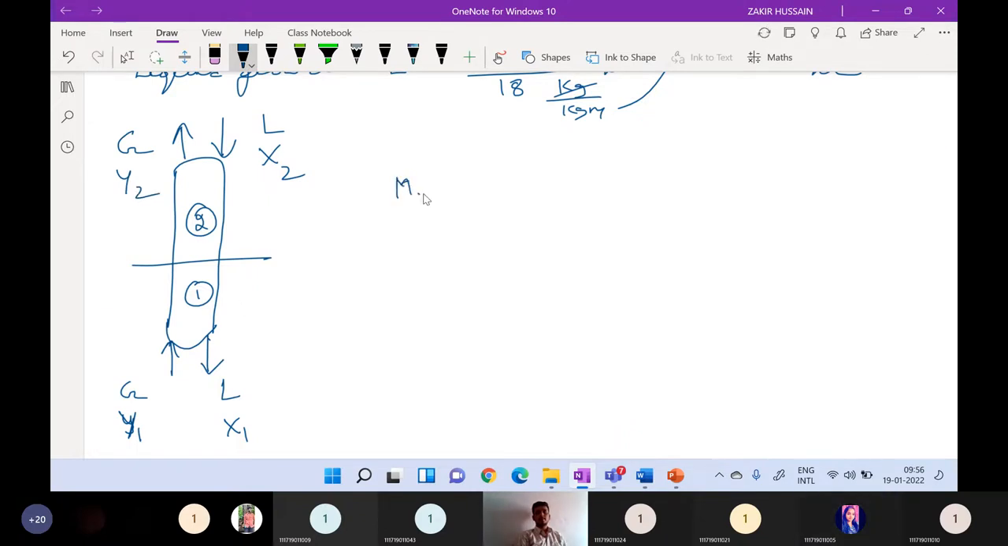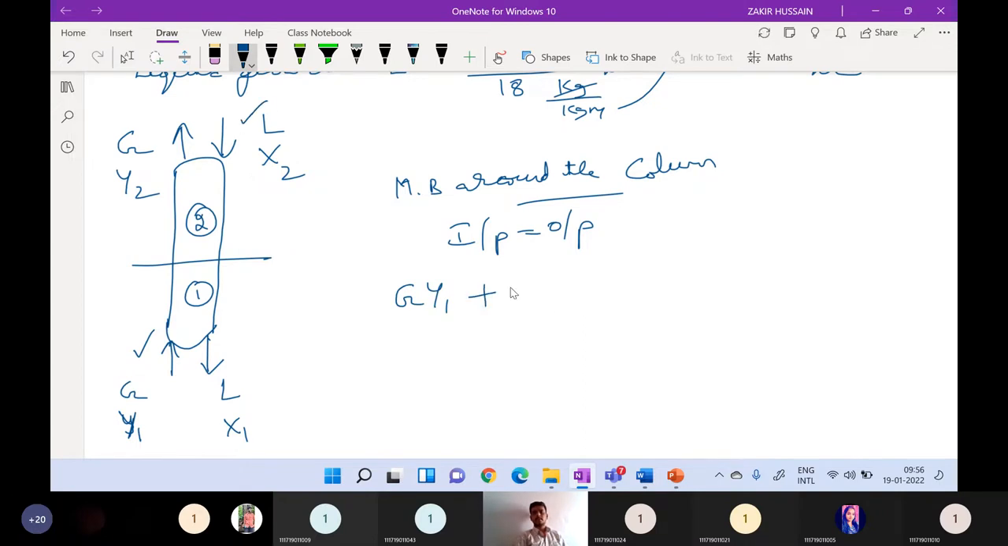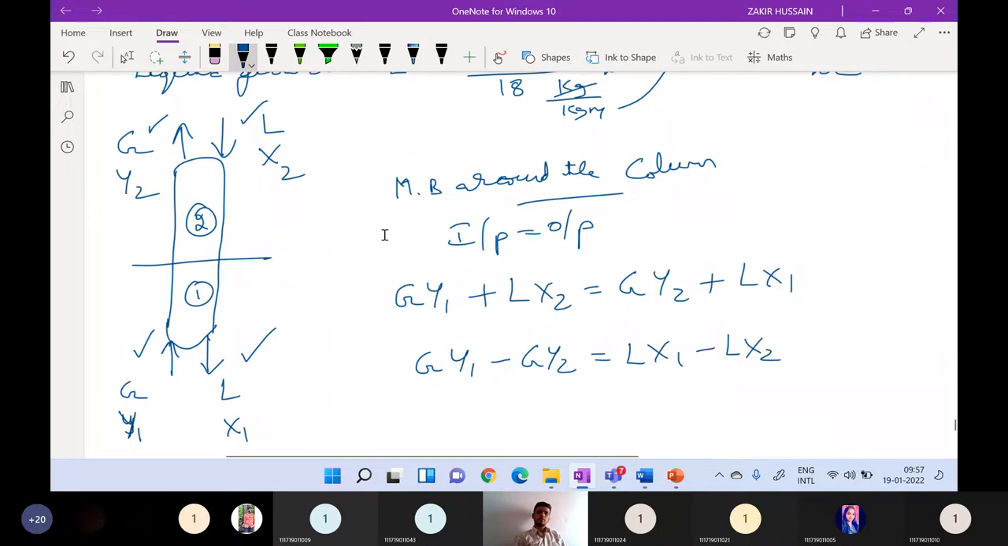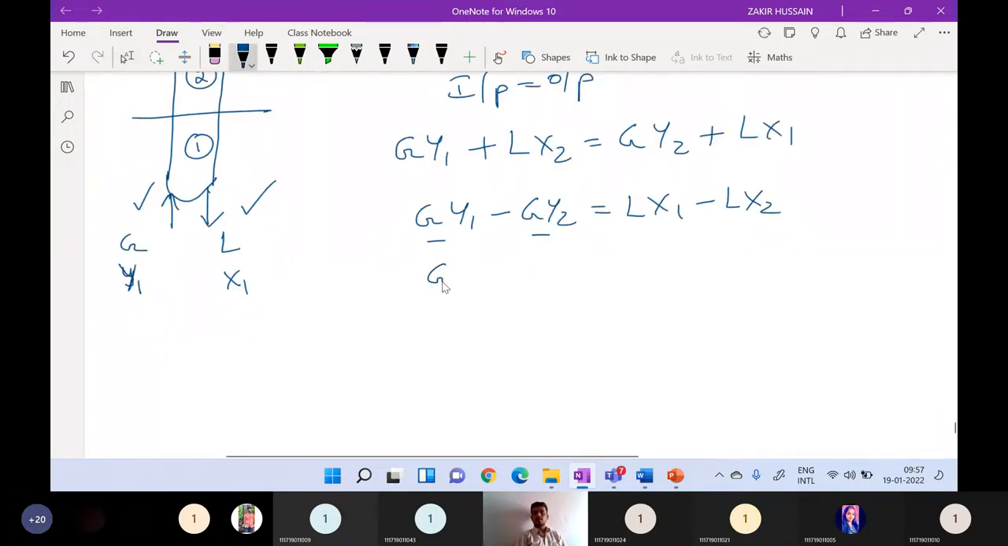So now we know that the material balance around the column is input equals output. Just simply the material balance without chemical reaction and at steady state, input is equal to output. So the first input is G into Y1 plus the second input is L into X2, which is equal to the first output G into Y2 plus the second output L into X1. Therefore, all the G variables we can separate on one side, all the X variables on the other side. So that is GY1 minus GY2 is equal to LX1 minus LX2. Here we can take common G and L: G into (Y1 minus Y2) is equal to L into (X1 minus X2).